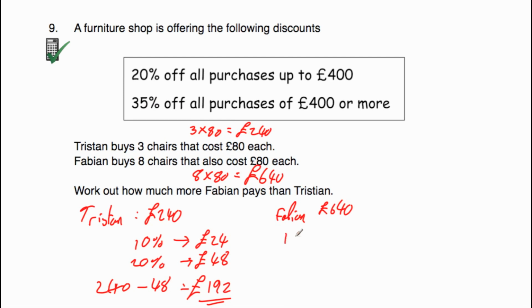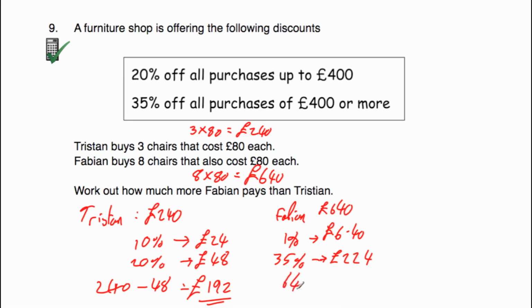So let's find 1%. 1%, dividing by 100, would be equal to £6.40. But we want 35%, so we're going to multiply that by 35. So whenever we do 35 multiplied by £6.40, let's see what we get. 35 multiplied by 6.4 is equal to £224. So he saves a lot more money. He saves £224, but obviously he's spending more as well.